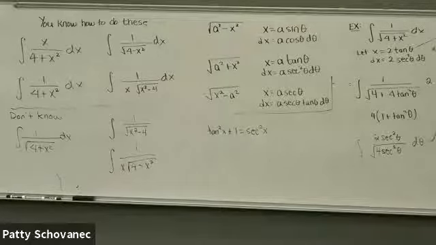1/9 of 1 over the secant. Here's the 1/9, here's the 1 over the secant. Let's mark things out with my red. 1 over secant is cosine. This is the easiest one we've had yet. The integral of cosine is a positive sine, so you get 1/9 sine of theta.